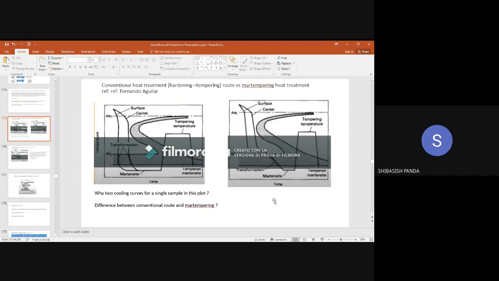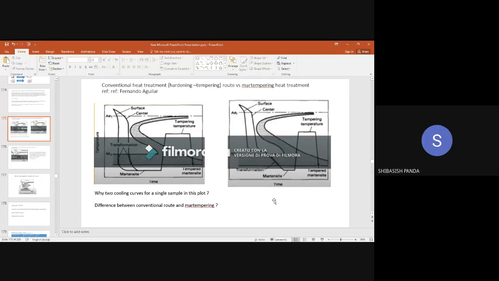But this one is a heat treatment process. If you want to draw a TTT diagram or a CCT diagram, you need a heat treatment. That is also okay. We are doing heat treating. We are austenitizing the sample. We are cooling the sample, either continuously or in an isothermal way.